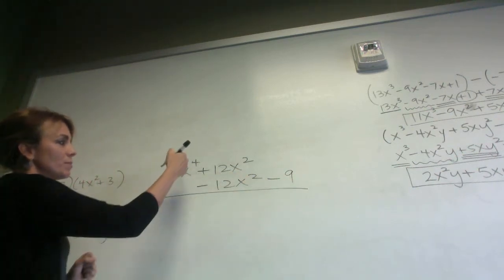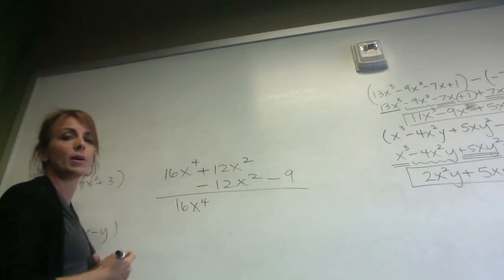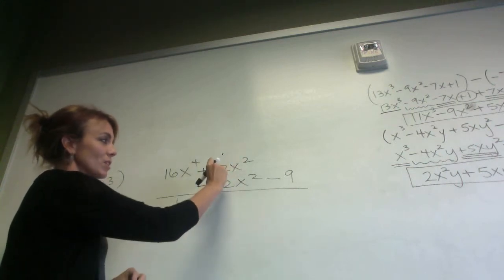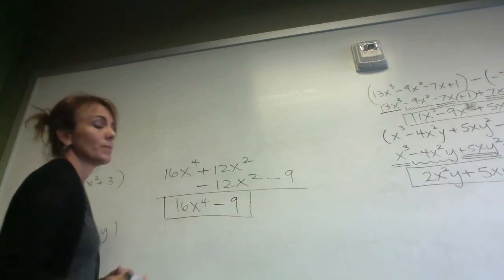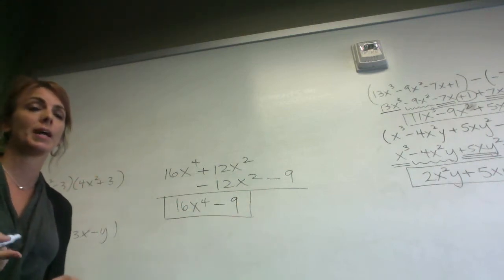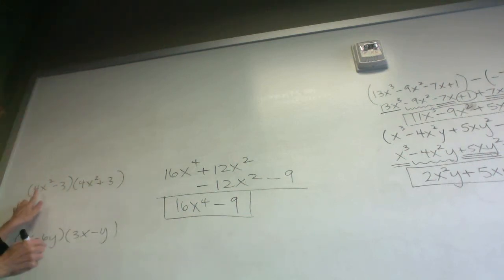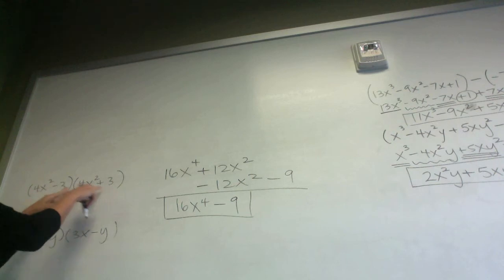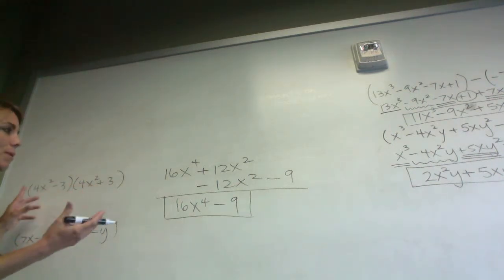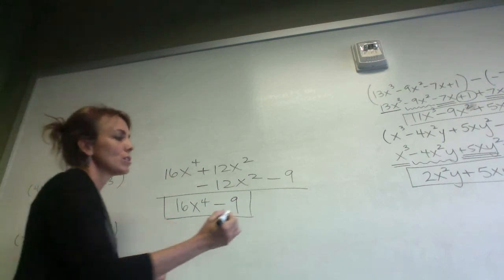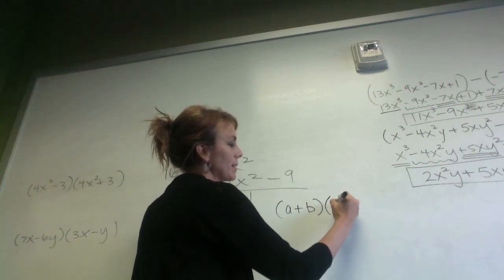Adding our like terms, 16x to the fourth. What happens here? Positive 12x squared, negative 12x squared. These terms cancel out, and I'm just left with the minus 9 as my answer. Now, it's worthwhile to point out, you're going to see this pattern over and over again this semester. When you have A plus B and A minus B multiplied together, you're always going to end up with those middle terms canceling. So if you can remember this pattern, A plus B times A minus B.